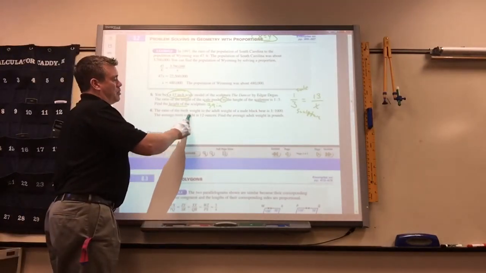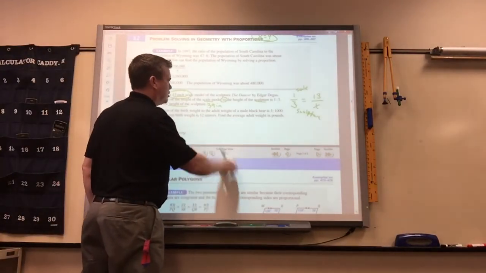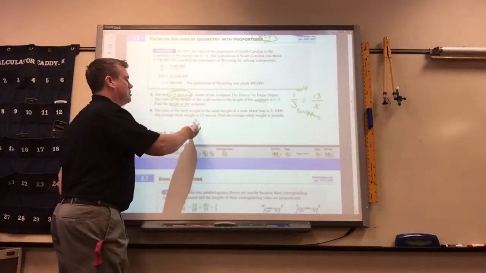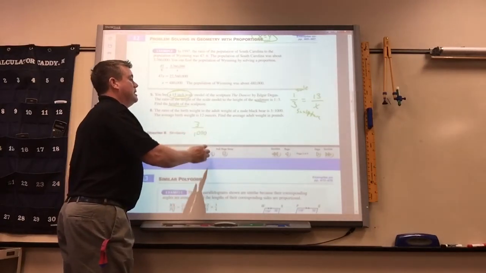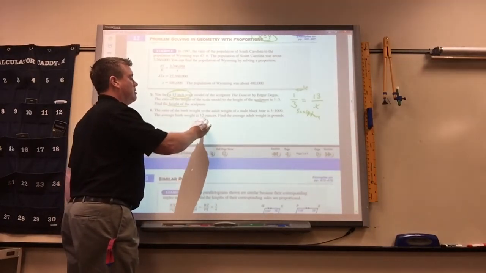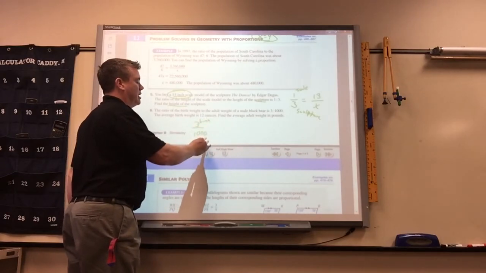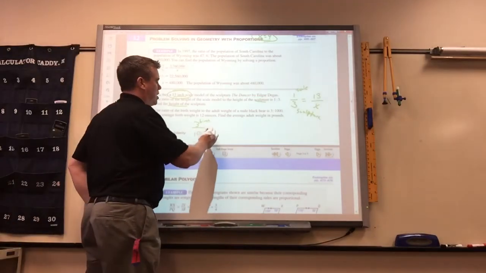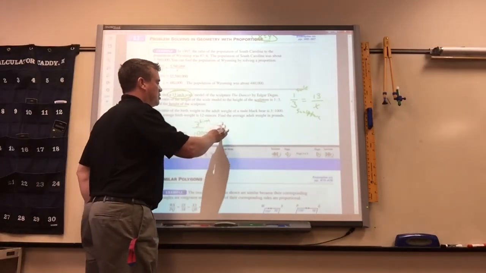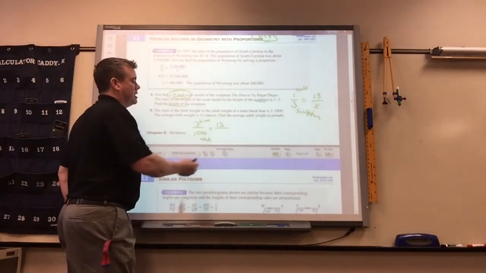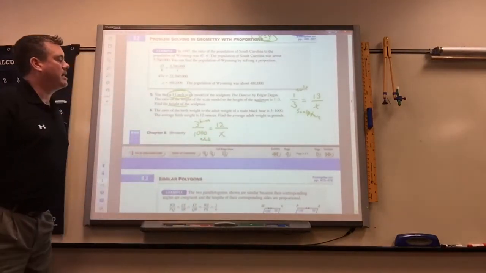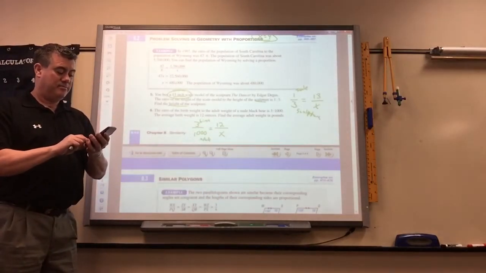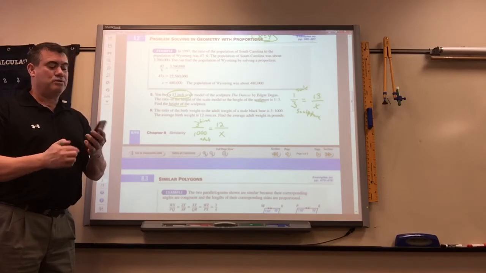The ratio of the birth weight to the adult weight of a male black bear is 3 to 1,000. So this is the birth rate, and this is the adult weight. The average birth weight is 12 ounces. So again, since that's birth rate, you'd have to put that on top. So the bottom one is missing. It'd be 12 times 1,000 divided by 3 is 4,000.